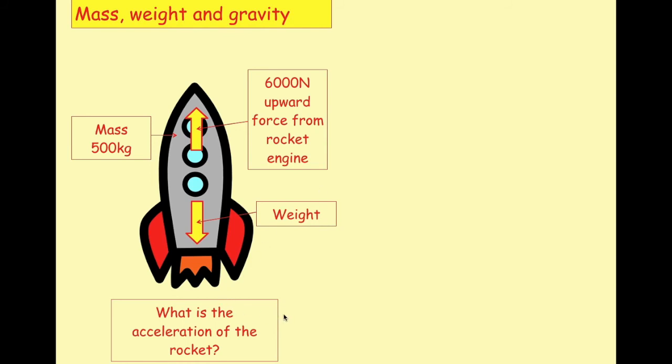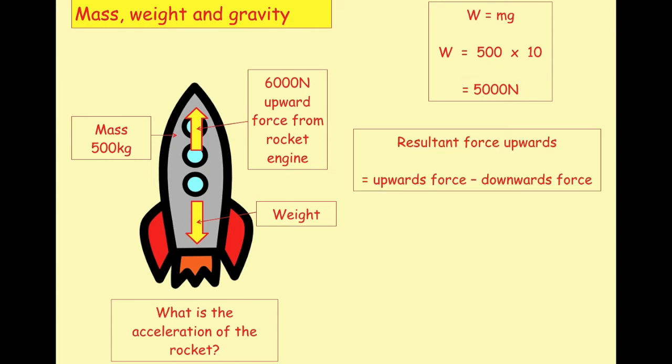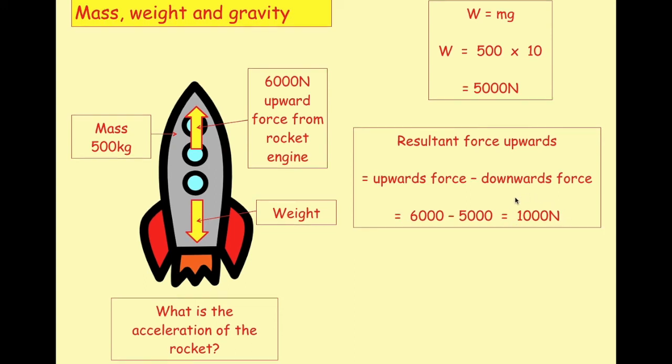So what is the acceleration of the rocket? Weight is equal to mass times gravity. Weight is equal to 500, the mass of the rocket, times acceleration, which is 10. So downward force on the rocket is 5,000 Newton. So resultant force, upward force minus downward force, 6,000 Newton minus 5,000 Newton, will be 1,000 Newton upward. So the force accelerating the rocket upward is 1,000 Newton.